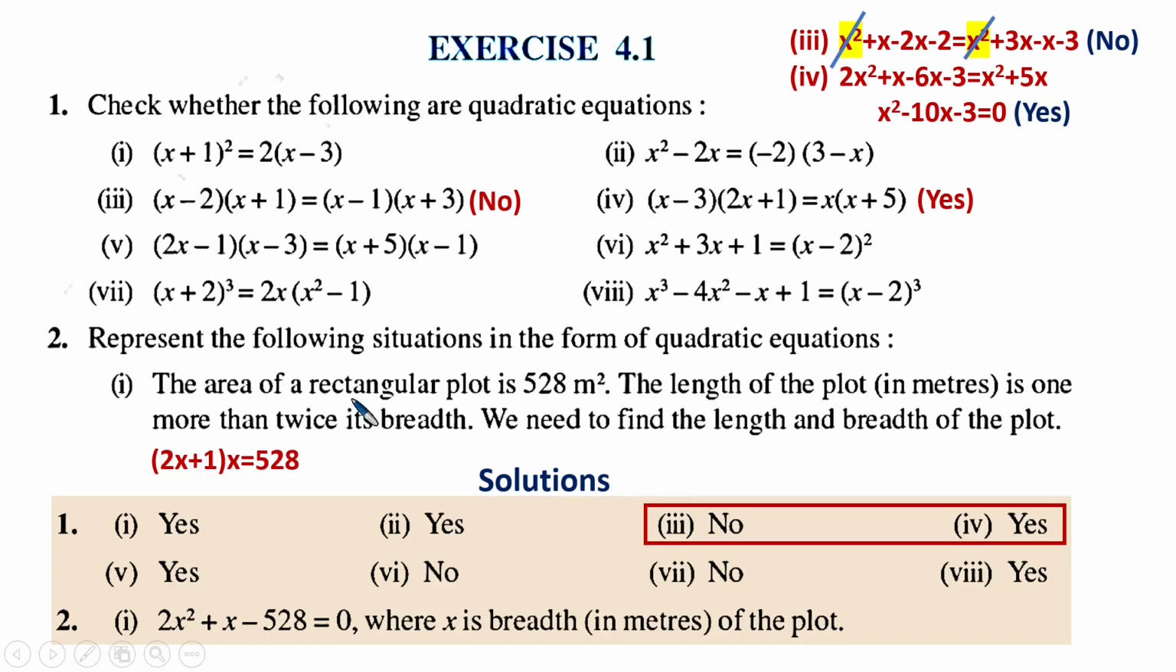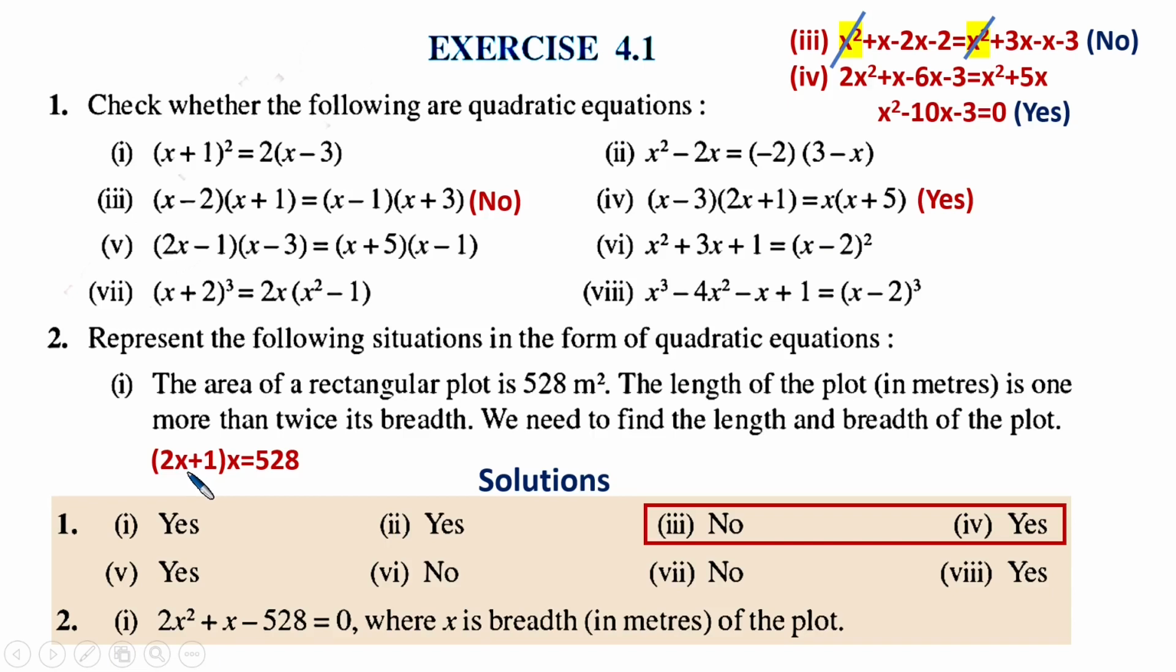So this problem 1, and problems 2, 3 and the rest in the next slide, you have to write in the form of a quadratic equation. The area of a rectangular plot is length into breadth. The length of the plot in meters is 1 more than twice its breadth. So suppose breadth is x, then length is 2x plus 1, that is twice x plus 1 more. This is your length which is given here, times breadth is 528.